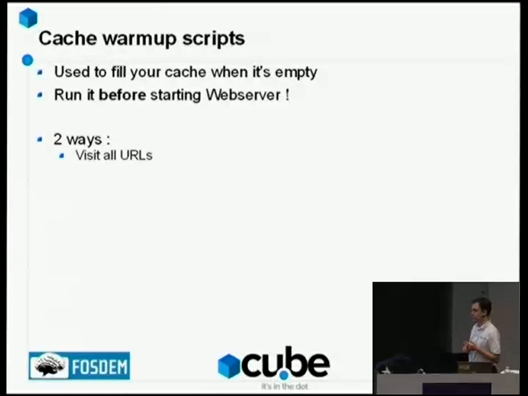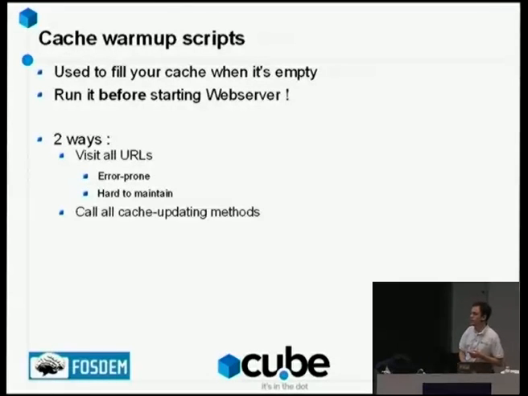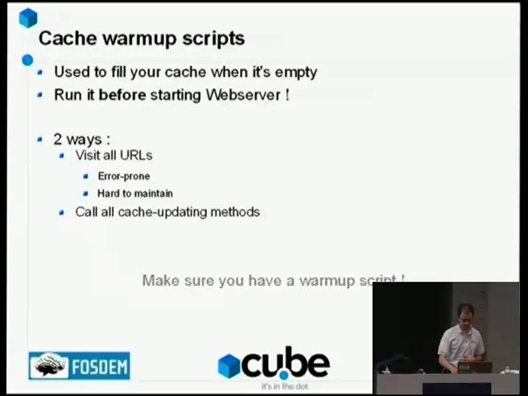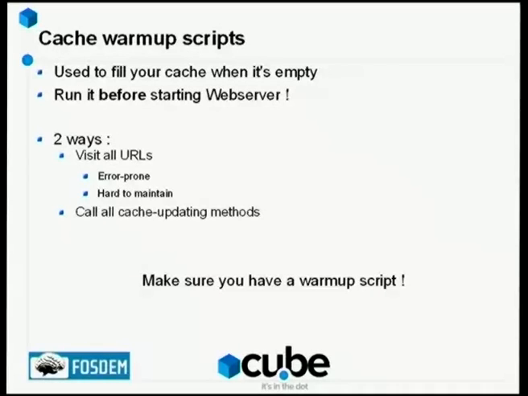You could visit all the URLs of your website, which is very tedious, very error-prone, basically almost impossible. Or you could say, okay, I have a list of, for example, Amazon, I have a list of all my products. I'm going to run over them, and I'm going to run all my cache updating methods, which is a very good way of testing your caching code anyway. So I really advise you to have a warm-up script for your site. Even if it only takes a minute, it can save you the cache stampeding problem.